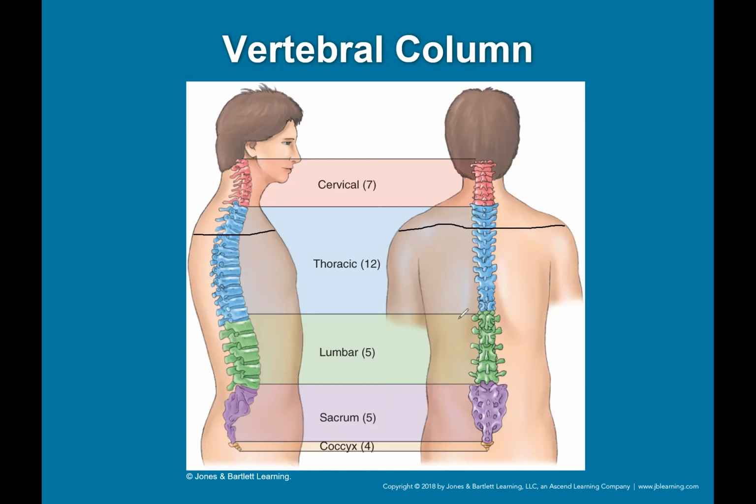Or if somebody gets an injury lower, maybe at T10, that could be lower extremity paralysis. So most of the injuries that we're super concerned about are going to be right here in the thoracic region.